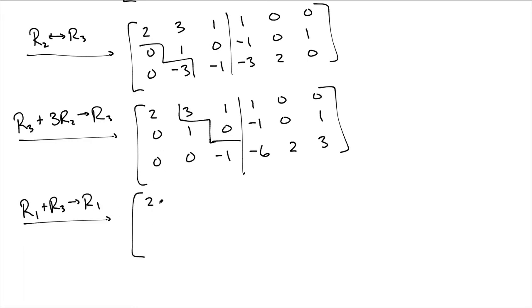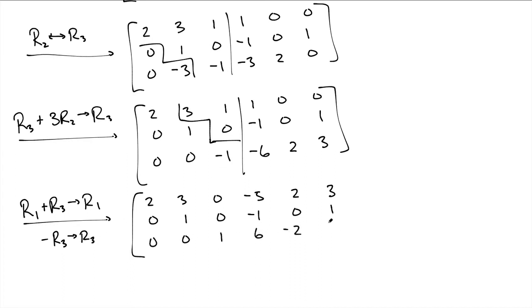So 2 plus 0 is 2, 3 plus 0 is 3, 1 plus negative 1 is 0, 1 plus negative 6 is negative 5, 0 plus 2 is 2, and 0 plus 3 is 3. My second row is already the way it needs to be. I'm going to go ahead and multiply the third row by a negative 1, because I know I'm going to need that to be a 1 instead of negative 1. So it flips the sign on everything there. And we're good now with our third row.